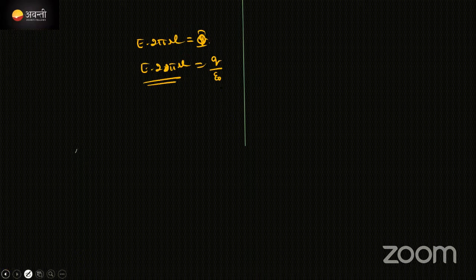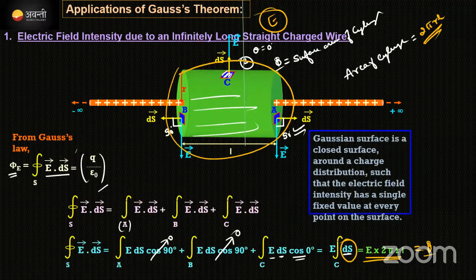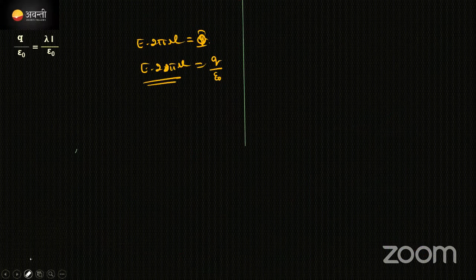Here, the Gaussian surface we considered is only for a short area element, valid only for this much length. What about the infinite length? We have to take the entire infinite length. If we don't take that, it is not an answer. For that reason, we need to express this in terms of linear charge density. Linear charge density lambda will be equal to Q by L, charge per unit length.